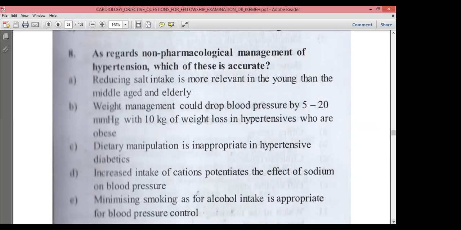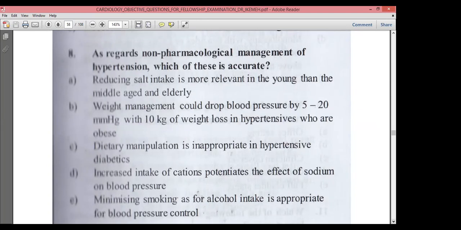A, reducing salt intake is more relevant in young than the middle-aged and elderly. Okay, we'll just go through them. B, weight management could drop blood pressure by 5 to 20 millimeters of mercury with 10 kg of weight loss in hypertensives who are obese.